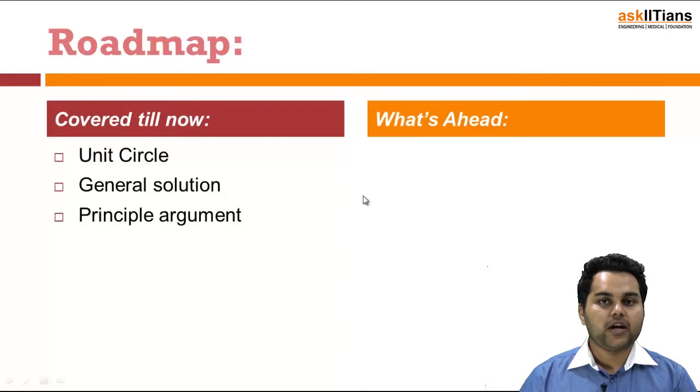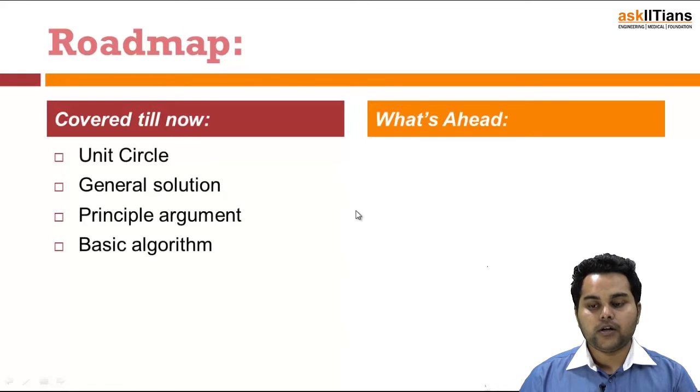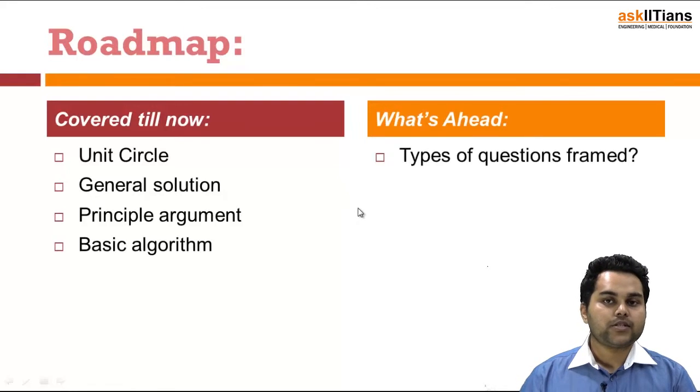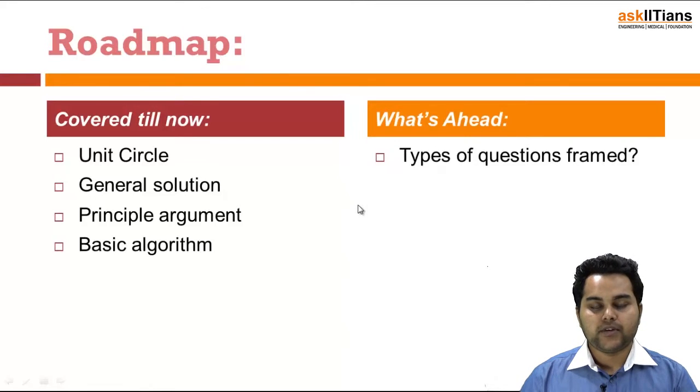Then we had a look at the principal argument, that's the principal angle, and what it basically means, where it would lie, what's the range, and how do we find it, which was learned by the basic algorithm for finding the principal argument, or the principal angle or the principal solution, as we sometimes call it. Now what we are about to learn is the types of questions that can be framed from this chapter. I'll teach you the various formats in which these questions come, and in what way the questions can be framed. Then we'll have some examples based on those types.